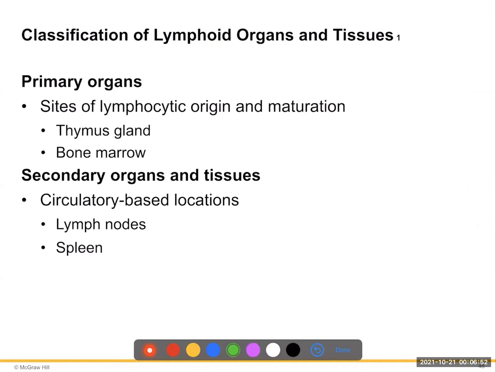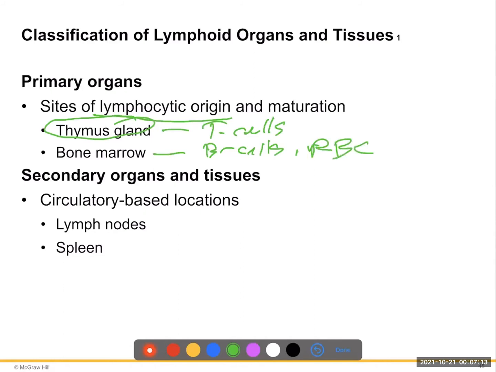So we have primary organs. The primary organs are the site of lymphatic origin and maturation, where they grow. The thymus gland, like I said, is where the T cells mature. Bone marrow is where B cells mature. Both the T cells and B cells are formed in the bone marrow. The B cells become activated in the bone marrow, where they're at. The T cells have to travel to the thymus to become activated.